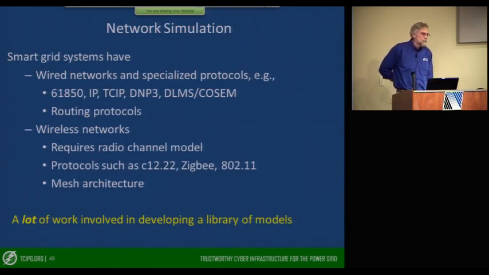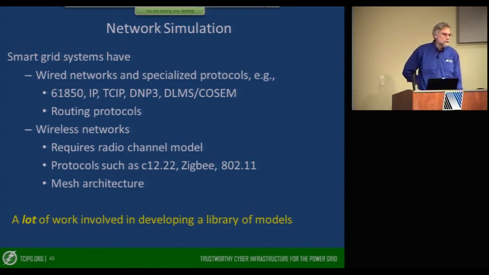So now let's look at some challenges, some problems that arise in the space of network simulation by virtue of the fact that we are trying to model smart grid systems. When you simulate wired networks, there are a variety of standard and also specialized protocols that systems you model may need. That would be things like 61850, TCP/IP, DNP3, DLMS/COSEM. There are routing protocols. On the wireless side, you're going to have some model of the physical channel, the radio channel, to determine whether a message sent out on the radio channel is received or not. You're going to have to specialize protocols that come from the domain, including C12.22, Zigbee, the ubiquitous 802.11, and others. You're going to have to deal with mesh architectures.